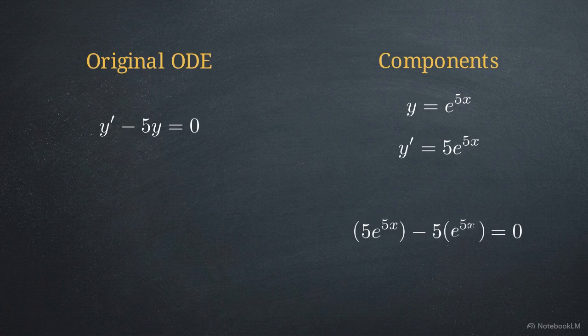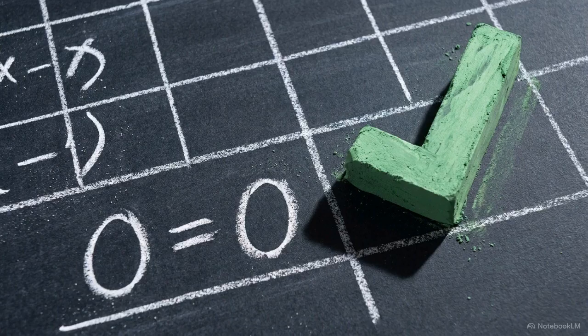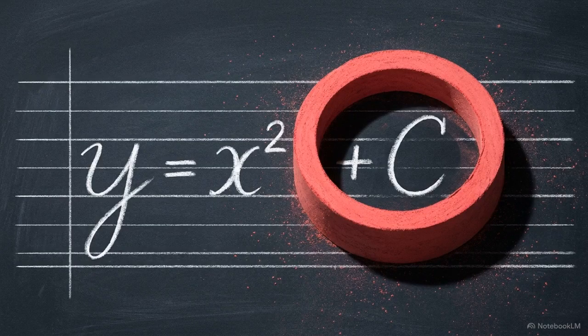Multiplying the expressions gives us 5e to the 5x minus 5e to the 5x. Because those terms cancel perfectly, the equation resolves cleanly to 0 equals 0. Achieving a perfectly balanced mathematical statement like this is the definitive proof required to verify that the general solution is valid. A verified general solution still includes the arbitrary constant c. To finish the problem, we must find the particular solution by solving for that constant.